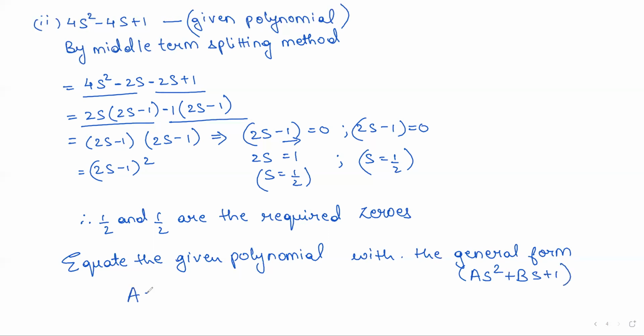Equating these two, we get a is equal to 4. The coefficient of s is b and the coefficient of s is minus 4. Therefore, b is equal to minus 4. Last term, capital C. C is equal to 1. So we've got 4, minus 4 and 1. A is equal to 4, B is equal to minus 4 and C is equal to 1.